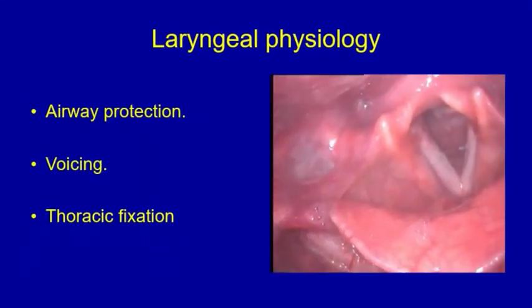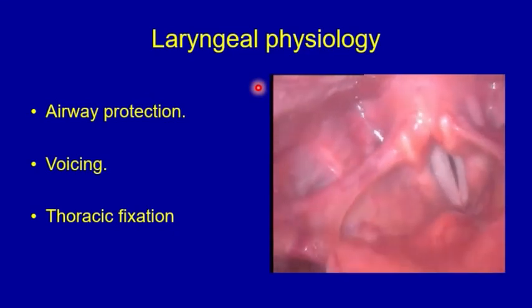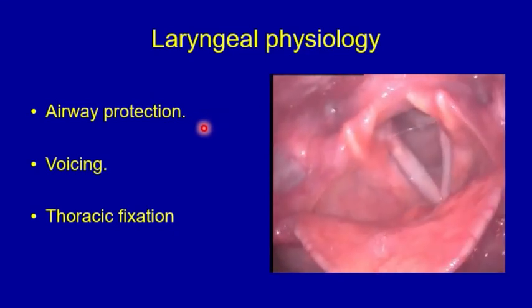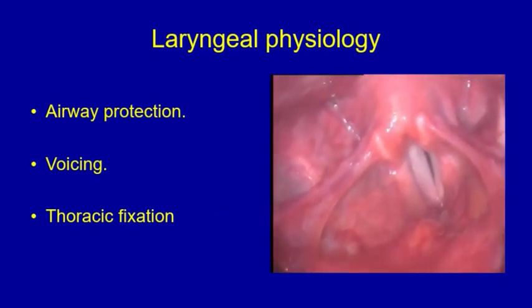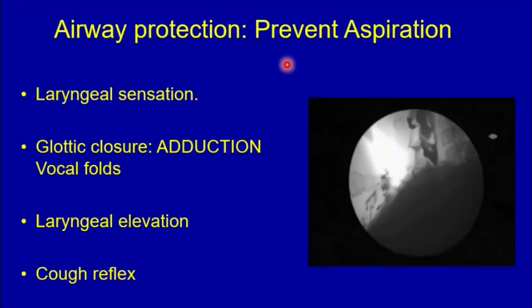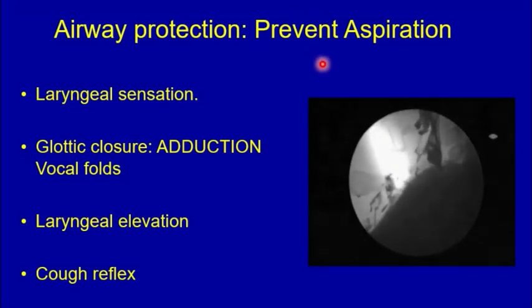As explained earlier, the laryngeal functions are airway protection, voice production, and thoracic fixation. Airway protection is the primary function of the larynx, to prevent aspiration. You can see here the dye being swallowed, and it's meant to pass through the pharynx into the esophagus without any spillage into the larynx. There is a small amount of spillage you can see here. Some of the dye is going the way of the larynx.